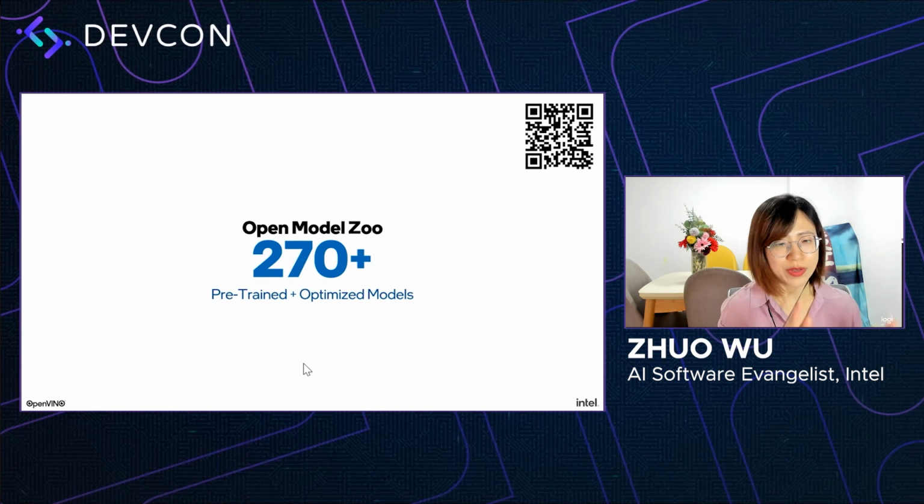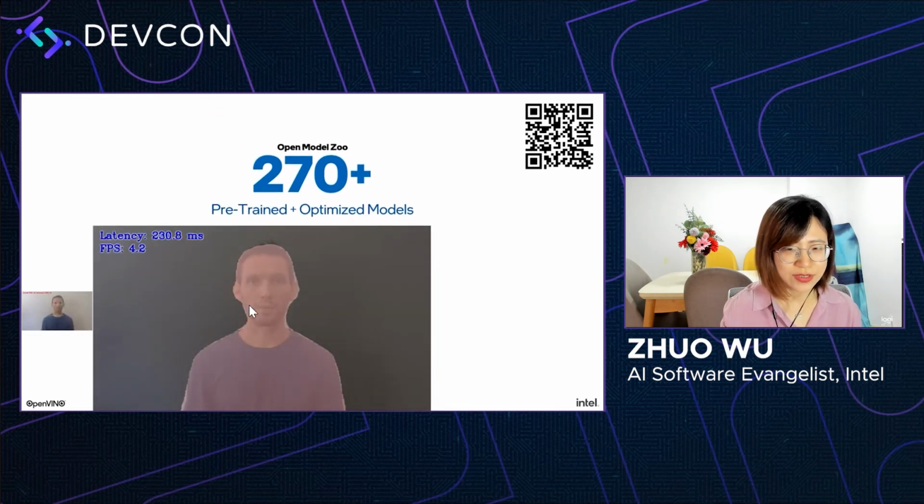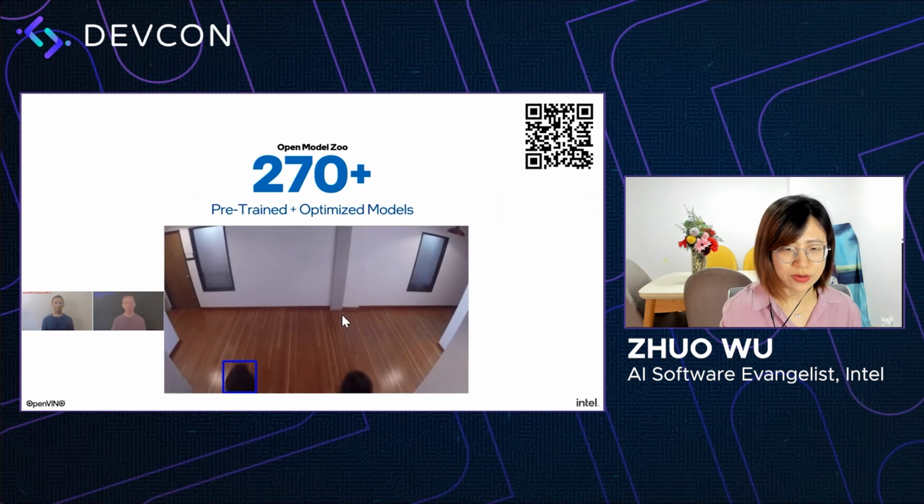And another very important feature of OpenVINO I would like to introduce to you is our Open Model Zoo. For our Open Model Zoo, we share more than 270 pre-trained and optimized models like these. You can see this is human segmentation that you can do using our pre-trained model. The latency is about 200 milliseconds. And our Open Model Zoo also includes a pre-trained model for human tracking.